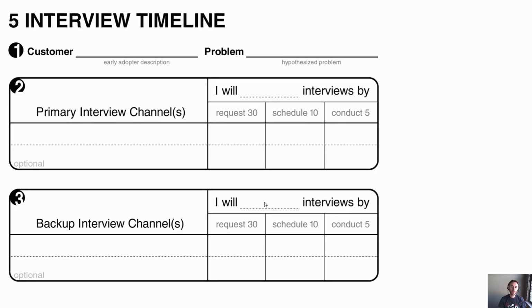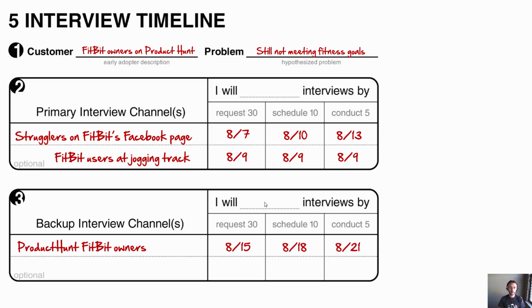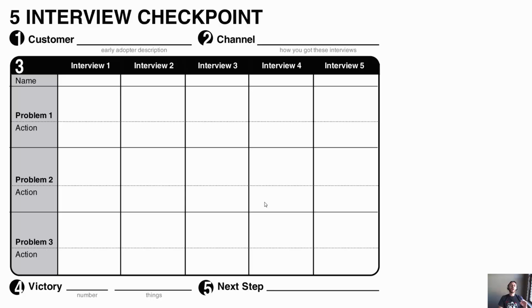All right, so let's recap where we were. So previously you set out your interview timeline, and so you're now executing on this phase here. Once you've done that, once you've actually gotten your interviews together, you're going to pull out your 5 interview checkpoint exercise worksheet, and then you're going to fill in your customer segment and the channel that you decided to use to go and get these interviews.